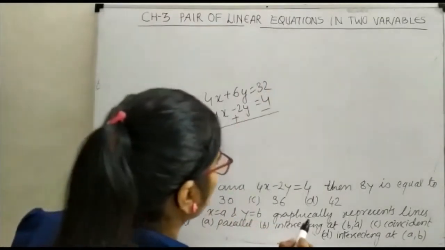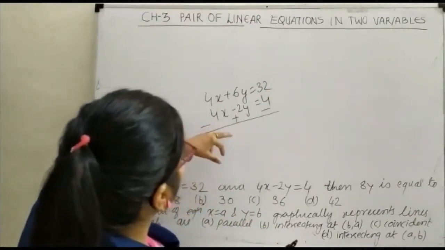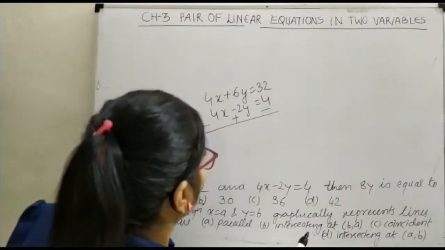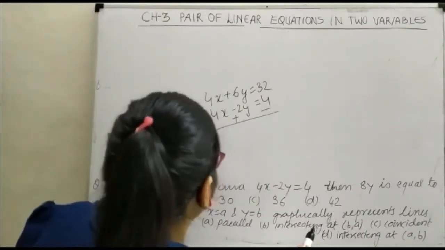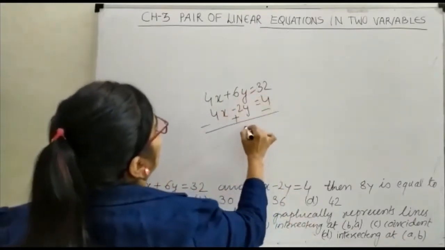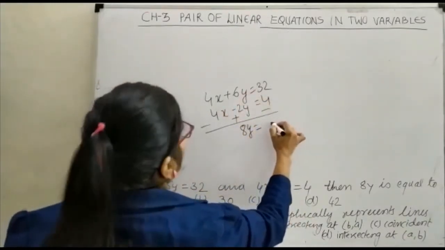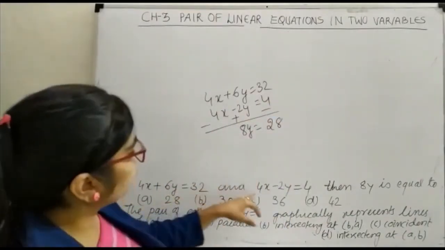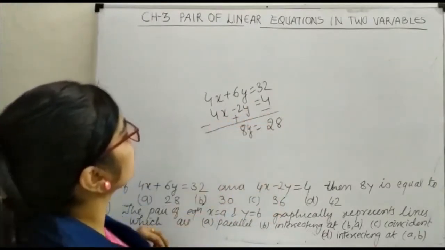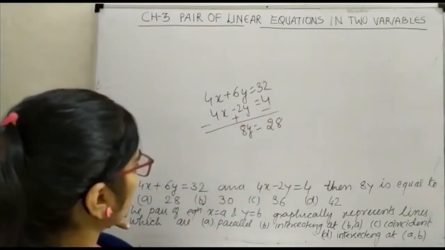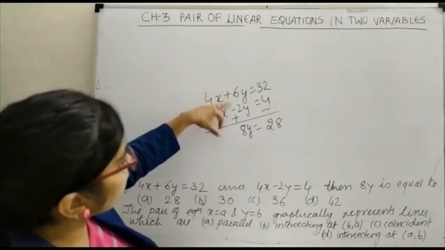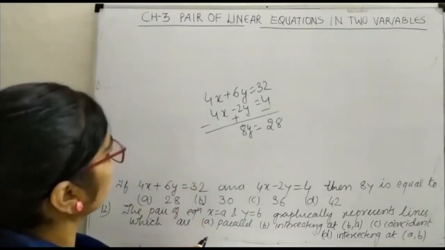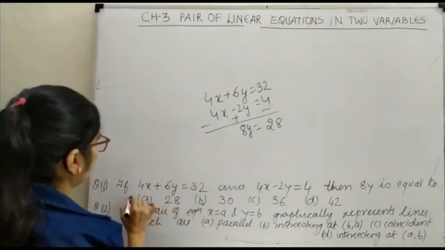You can see that 4x minus 2y, right? And this one is 4x plus 6y. So when it will be here, 8y is equal to 28. You can see here 4x plus 6y is 32 and 4x minus 2y is equal to 4. So when we change the sign, this will be cancelled. Plus and plus, this is 8y. 8y is equal to 28. So we will be having our option as A.